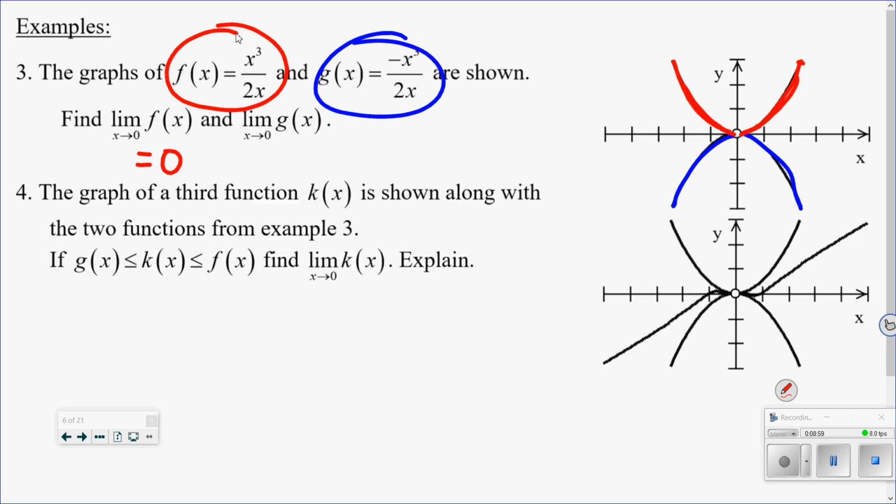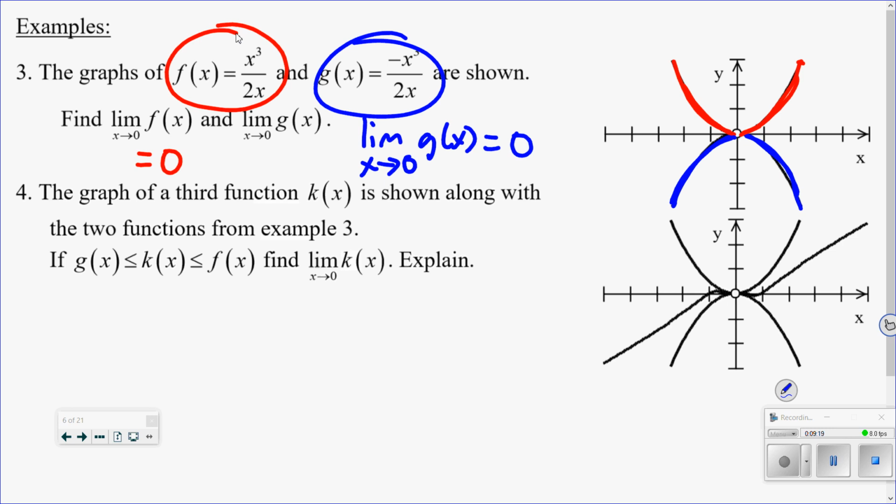Okay, g of x, we're going to get the exact same answer. As I approach on g of x, as x gets closer to 0, the y-coordinate gets closer to 0. If I write this with limit notation, the right notation should look like this. So they both have the same limit.